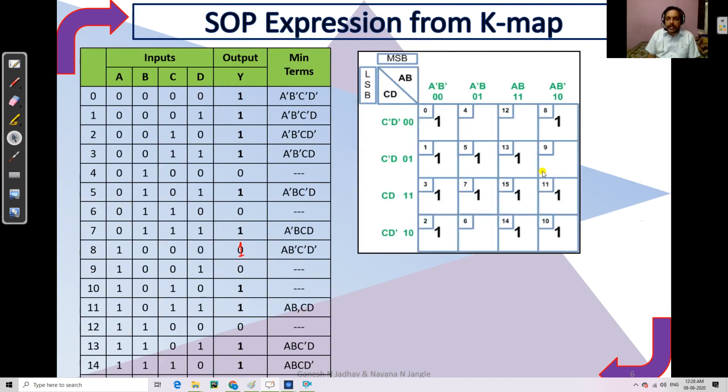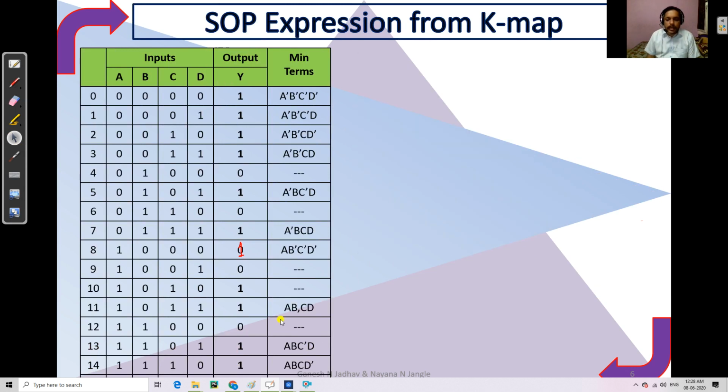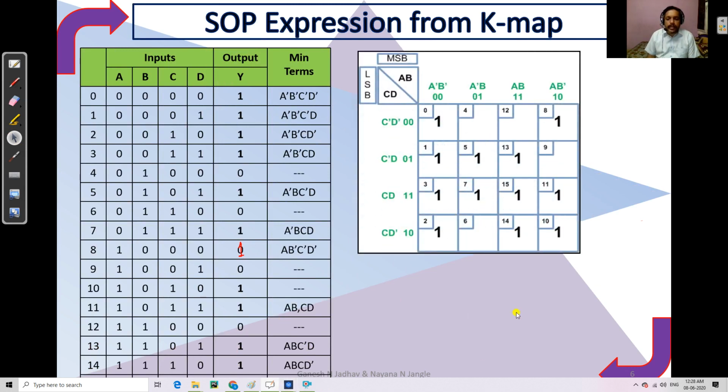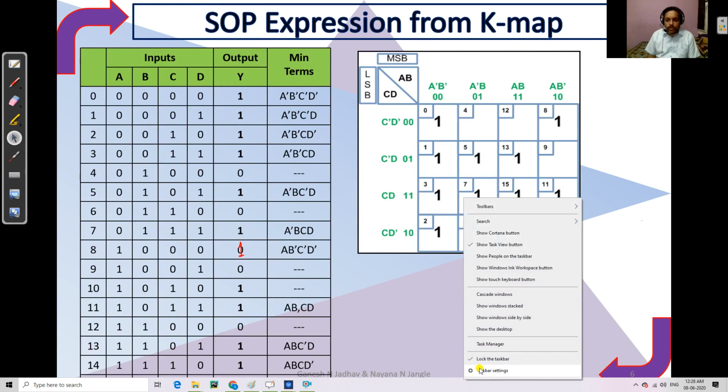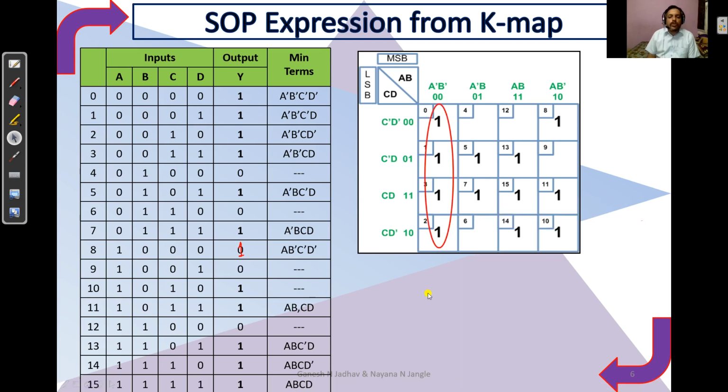Then 13 and 14 are also 1, and 15, which is not visible here, but 15 is also 1. I will hide this taskbar, but I'm not able to hide it from here. So for 15, again the output is 1.